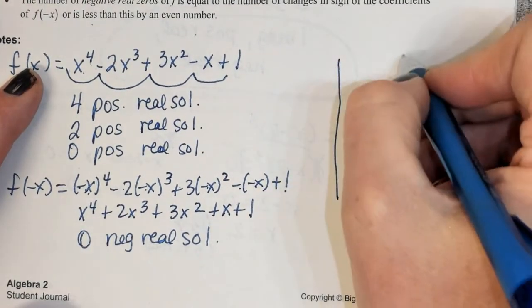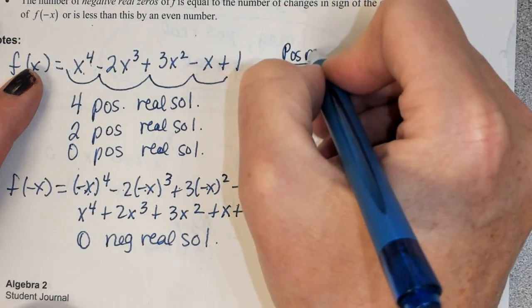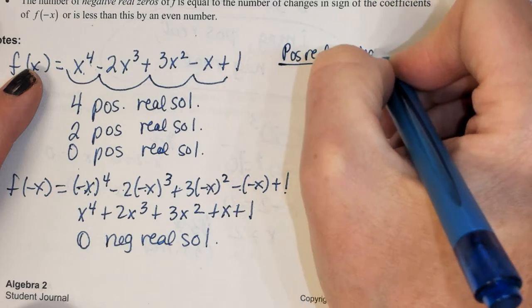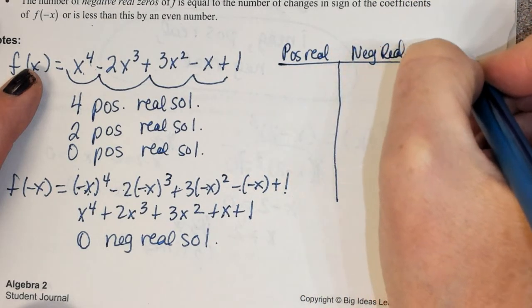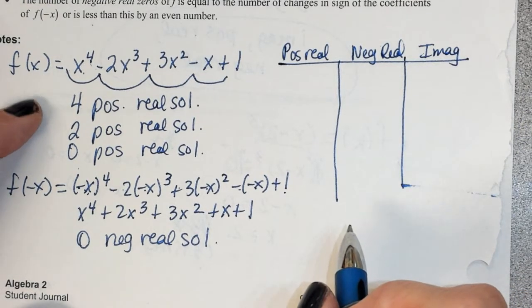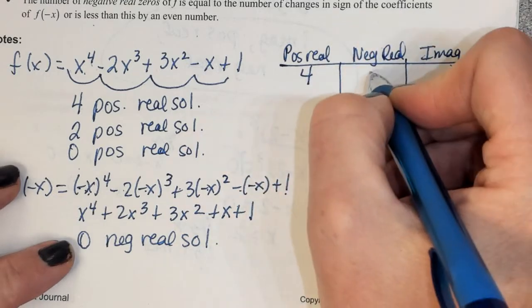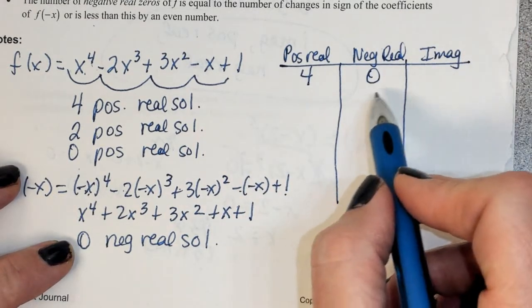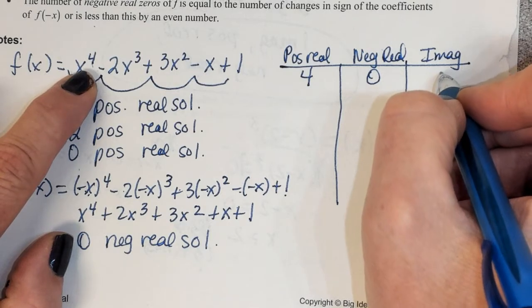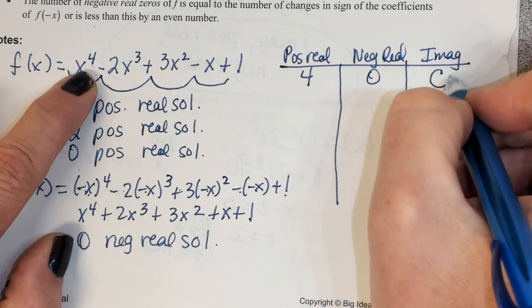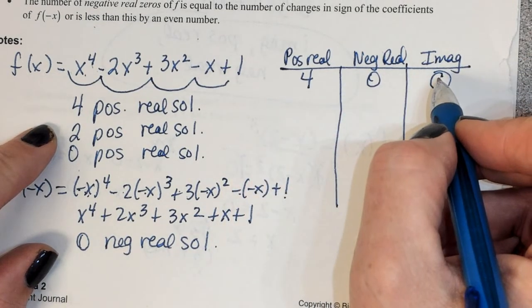Now, we're going to make this chart. We can have either positive reals, negative reals, or imaginary. Those are the 3 types of solutions we can have. We could have 4 positive reals. We're only allowed to have 0 negative reals. How many imaginaries if we have to have a total of 4 solutions? 0. That's my only option there.